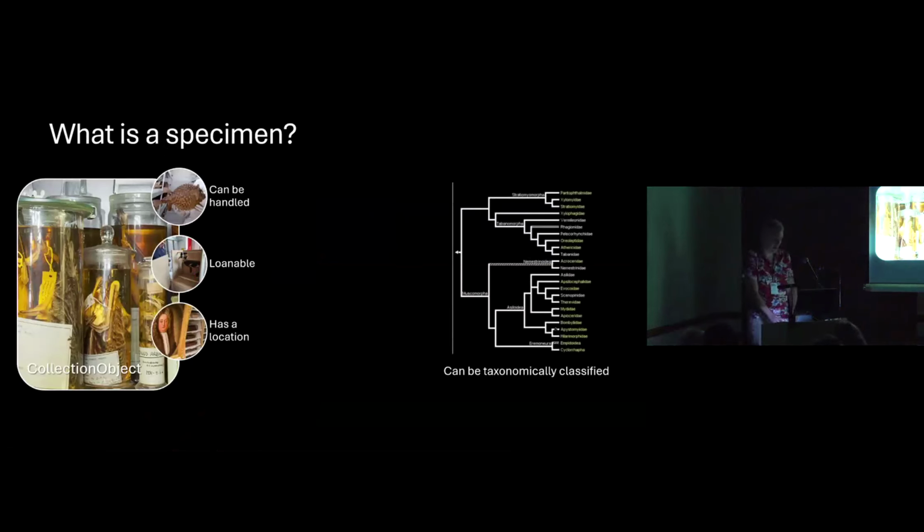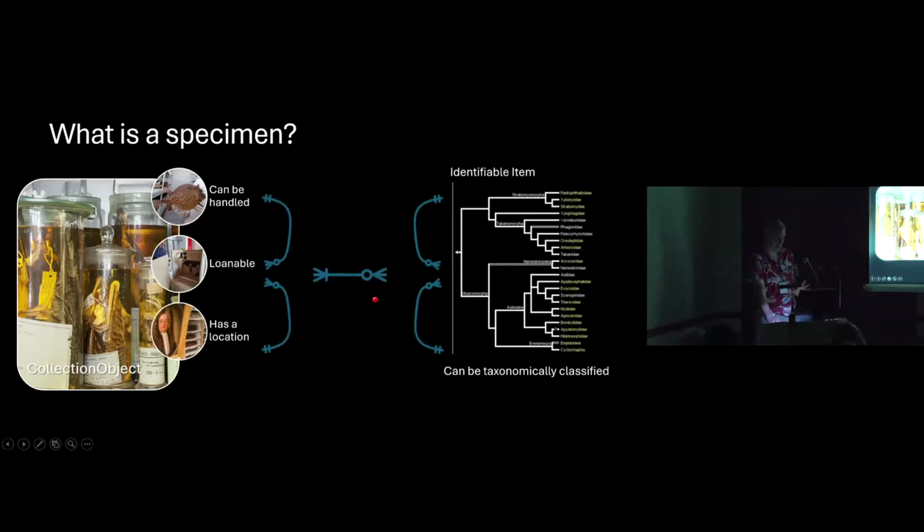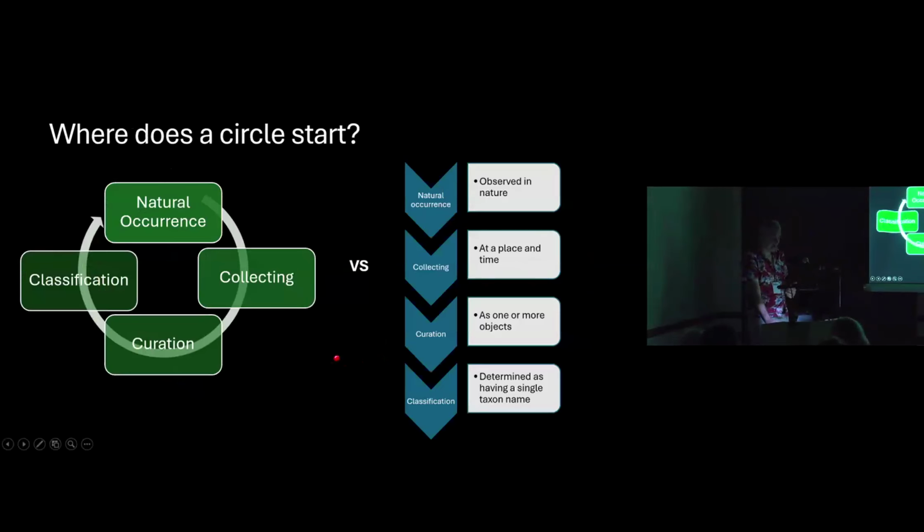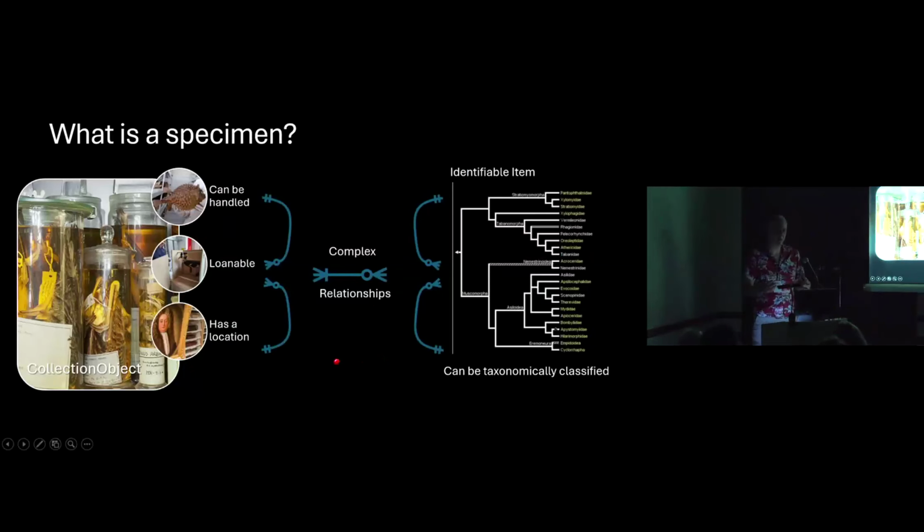Then we consider what can be classified taxonomically, and we call that an identifiable item. And finally, we consider relationships between these two concepts and between themselves. These relationships can be complex, but we also need to ensure we represent the simple simply, because lots of specimens will just have a simple relationship between these, and we don't want to overcomplicate the system.